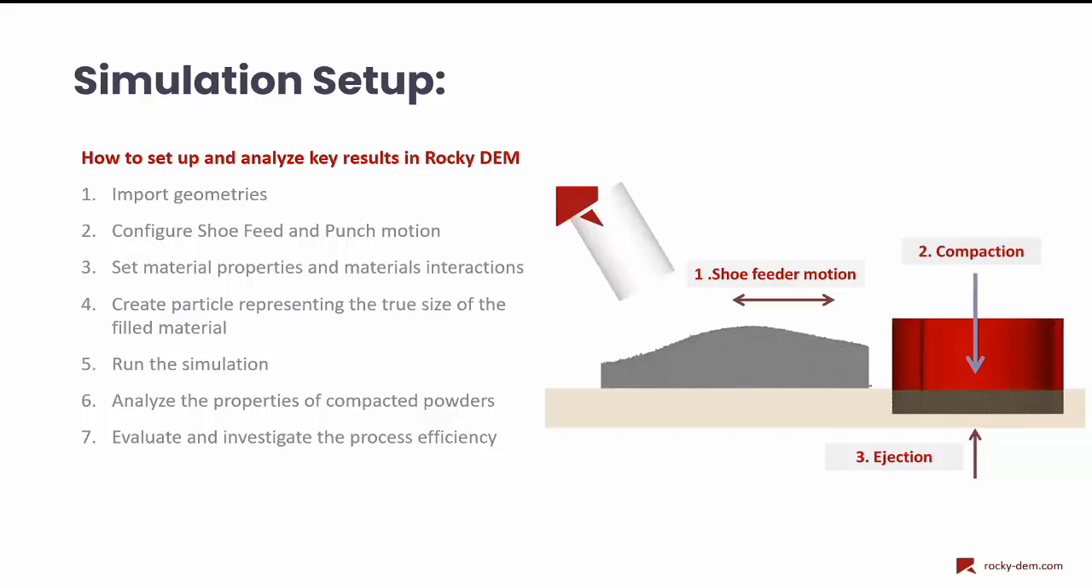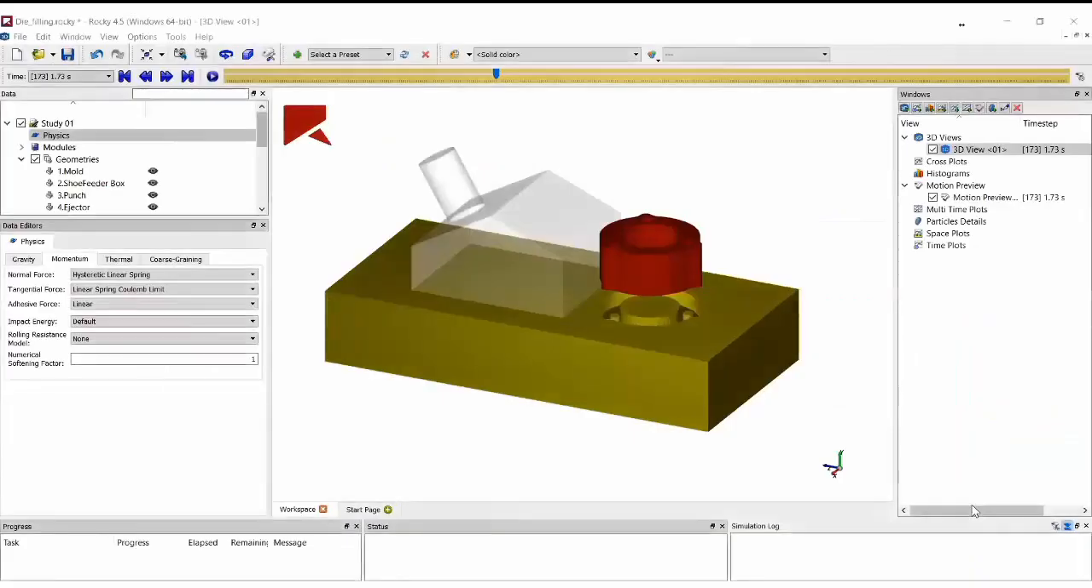Then we need to set the motions for each of these geometries, set materials and material interaction both for the particle and the boundary. And after that, we can start running the simulation after defining the size distribution of the particles and the properties related to the particles. And then finally start post-processing and get the information from the simulation.